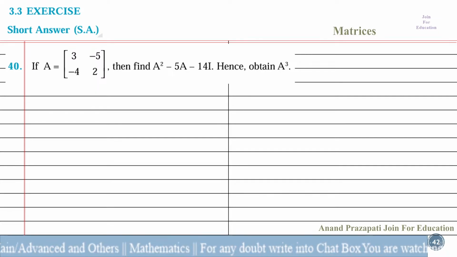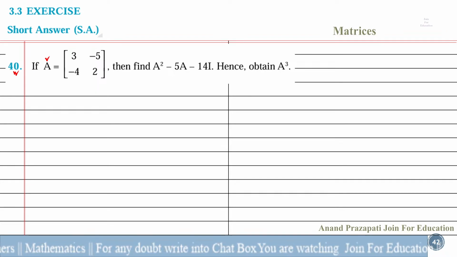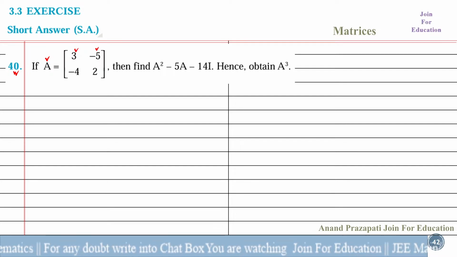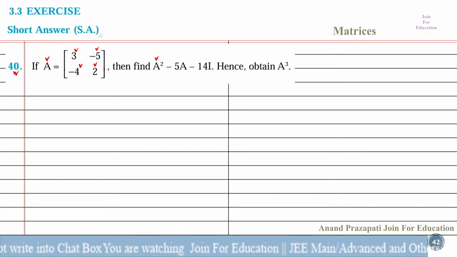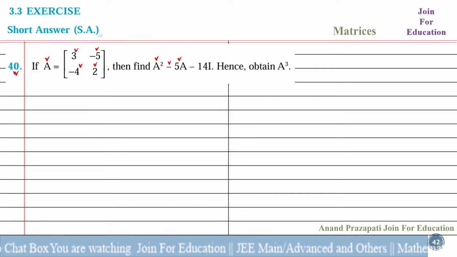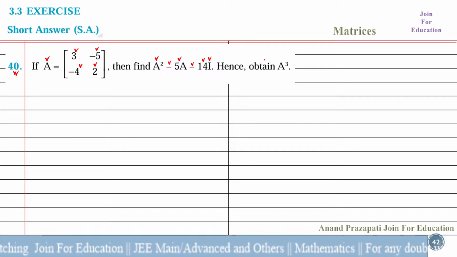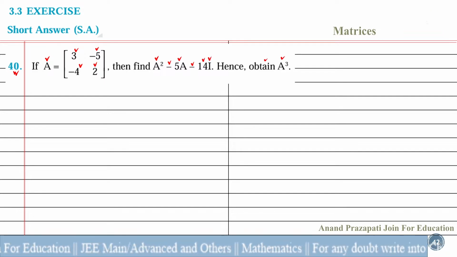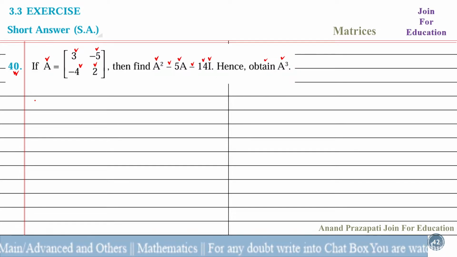Let's see question number 40, which is matrix A equal to 3, minus 5, minus 4 and 2. Then find A square minus 5A minus 14I, hence obtain A cube. So let's see the solution of this question.